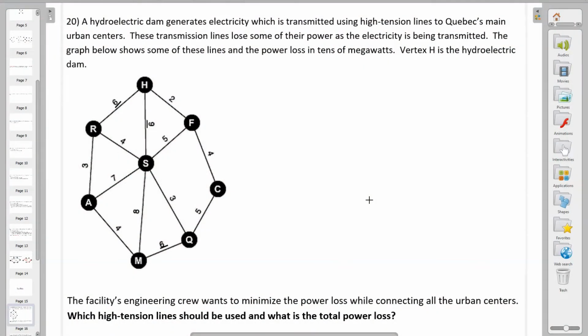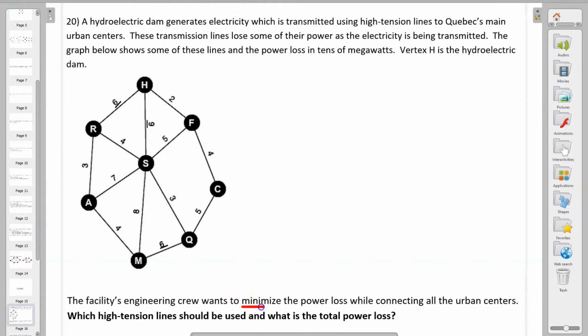A hydroelectric dam generates electricity, which is transmitted using high-tension lines to Quebec's main urban centers. These transmission lines lose some of their power as the electricity is being transmitted. The graph below shows some of these lines and the power loss in tens of megawatts. Vertex H is the hydroelectric dam. The facility's engineering crew wants to minimize the power loss while connecting all urban centers. Which high-tension lines should be used, and what is the total loss?